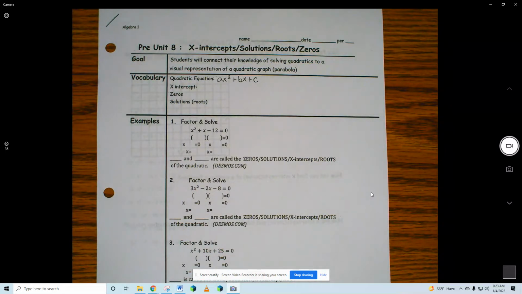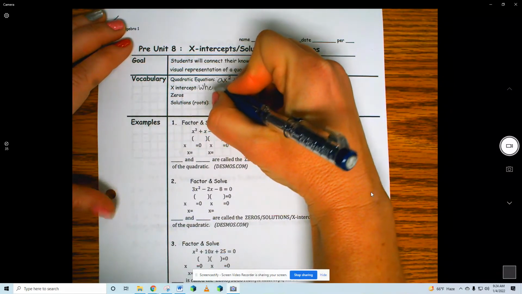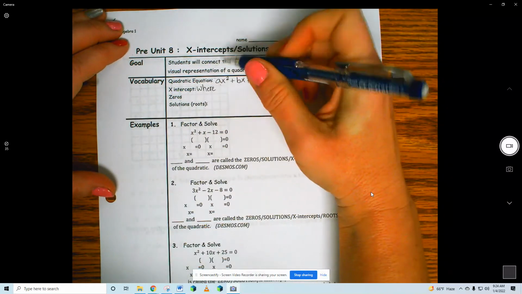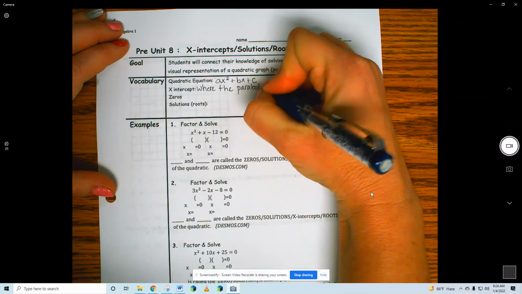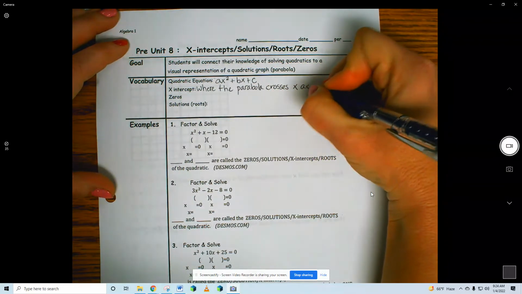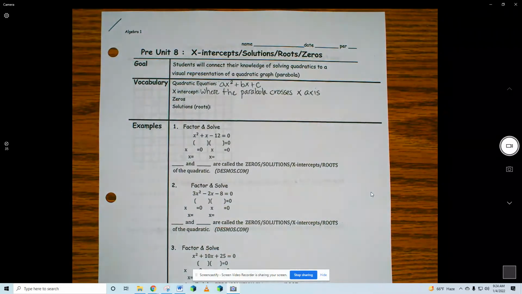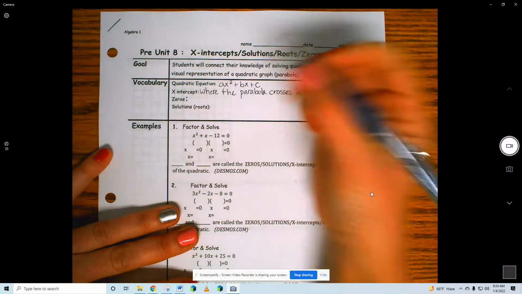So an x-intercept is where the parabola crosses the x-axis. Okay. My zeros are the same as the x-intercepts.